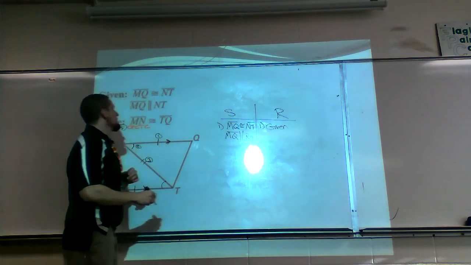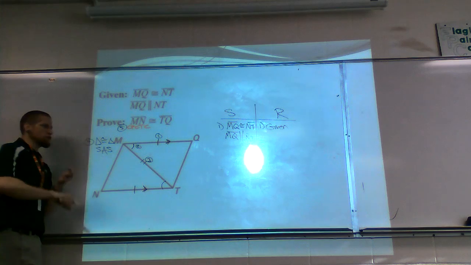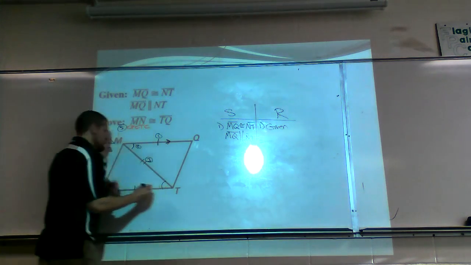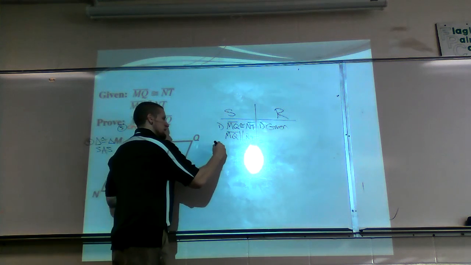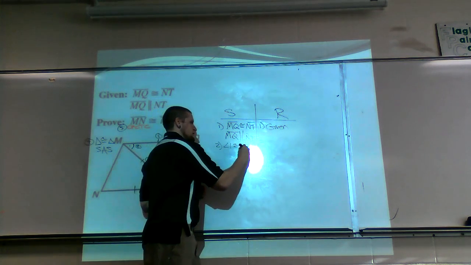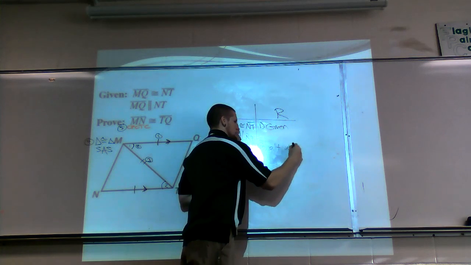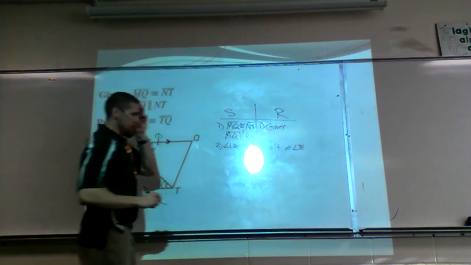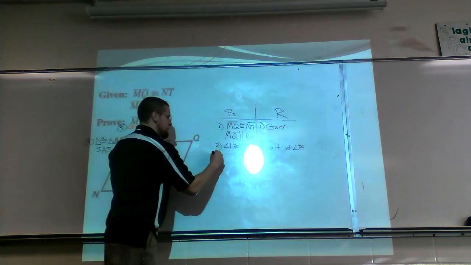All right, so that was my first step. Second thing, where I got the little 2 marked off, I'm going to say that's angle 1 and 2. So angle 1 is congruent to angle 2, because alternate interior angles are congruent. Third thing, we got the 3, that was my reflexive.